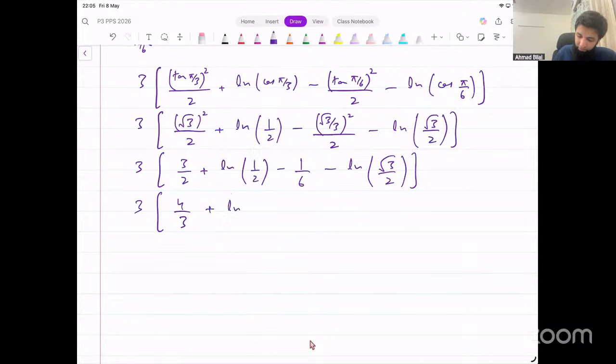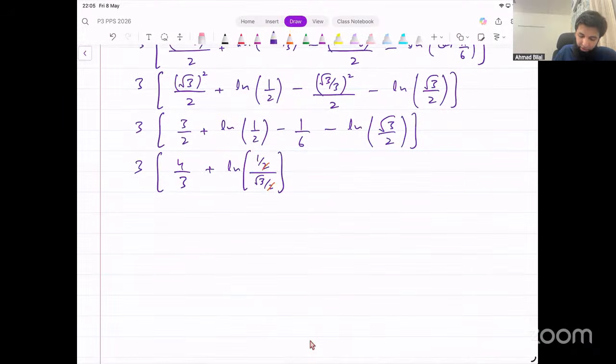ln of 1 over 2 divided by under root 3 over 2. 2 and 2 get cancelled. And we're just left with 3 into 4 over 3, which is 4, plus 3 into ln of 1 over under root 3. Now, could we leave this as our final answer?